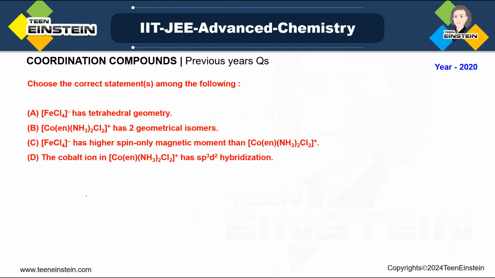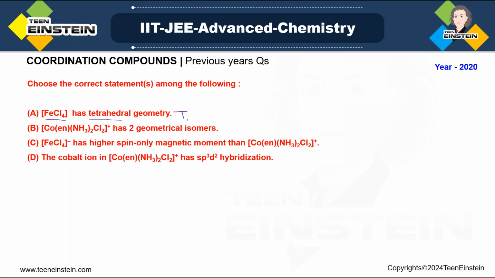Choose the correct statement or statements among the following. Here we have [FeCl4]−. Now we have already solved this problem previously related to this complex, and there we have already seen this is tetrahedral. You can check the explanation again. So I'm directly writing that this is true.